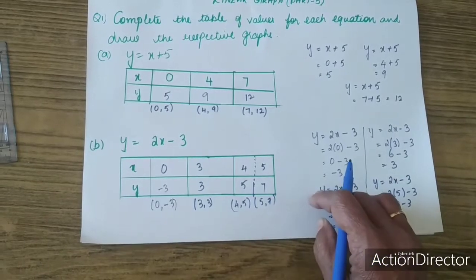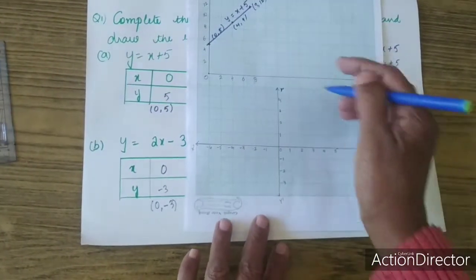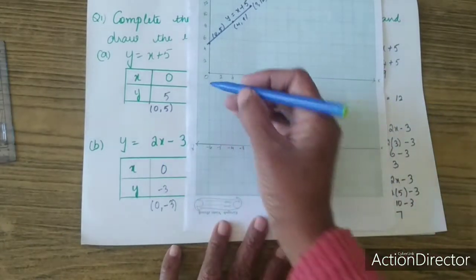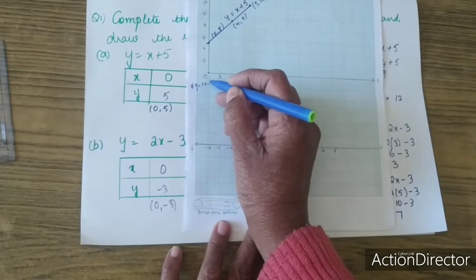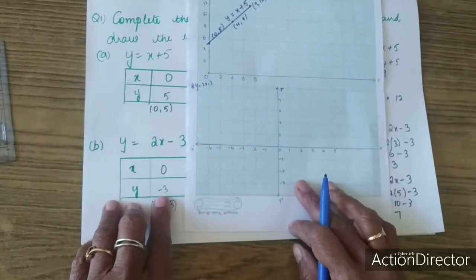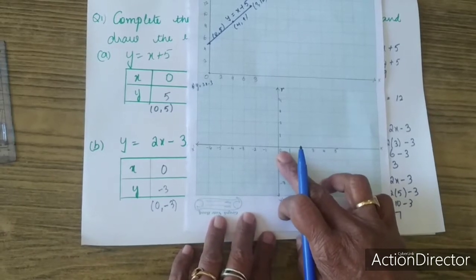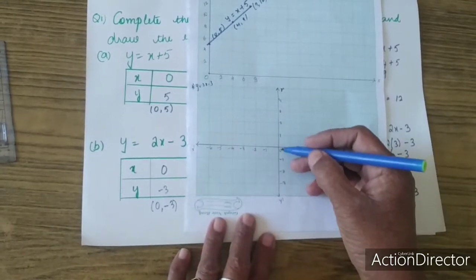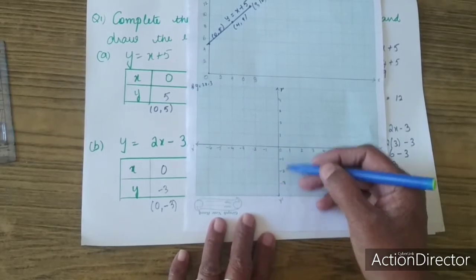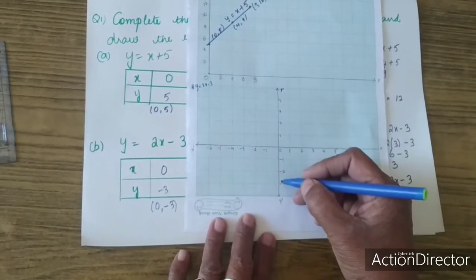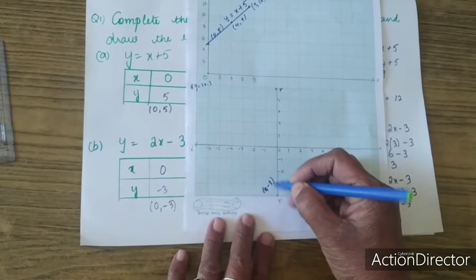So now let us plot these points in the graph. So this is the graph of the second equation, y is equal to 2x minus 3. Now first coordinate is 0, minus 3. So 0 on the x-axis and minus 3 on the y-axis. So don't forget, minus 3 lies below the x-axis line. So this is the point 0, minus 3.